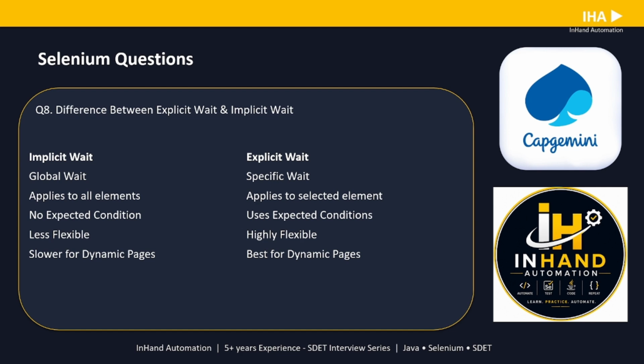Next question. The next question was the difference between explicit wait and implicit wait. So I just provided an overall high-level difference between implicit and explicit wait. Implicit is a global wait, explicit is a specific wait. Implicit applies to all elements, explicit applies to a specific element. There is no condition in implicit, but a condition is used in explicit. Implicit is less flexible, explicit is highly flexible; implicit is slower for dynamic pages, explicit is best for dynamic pages. So these are the differences between explicit and implicit wait that I provided.